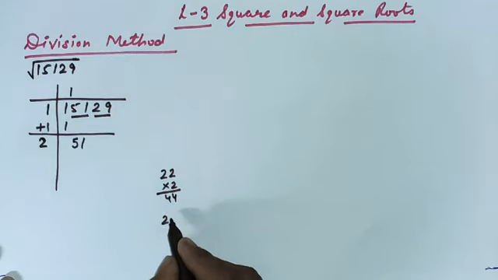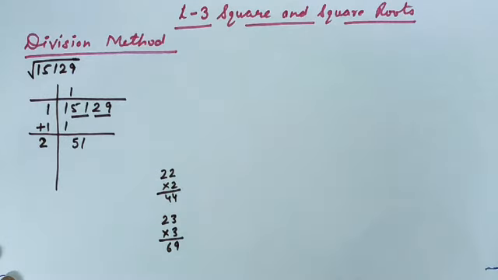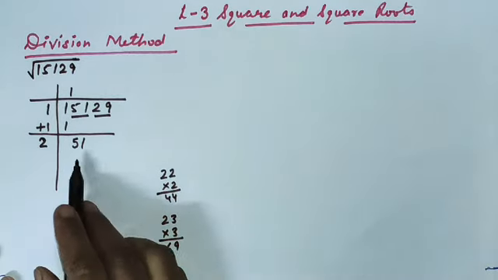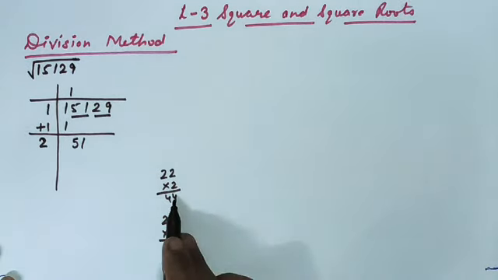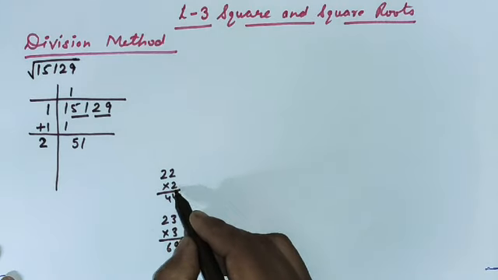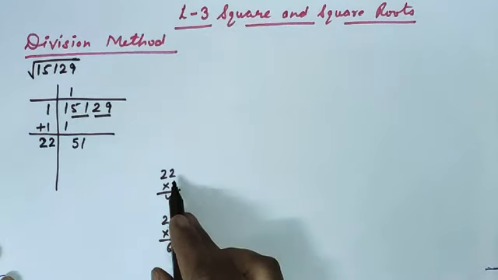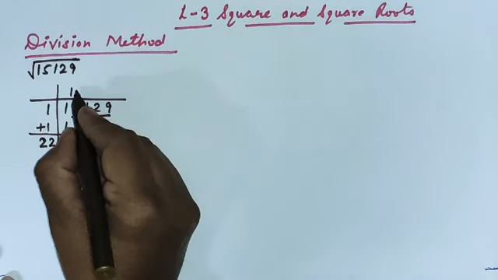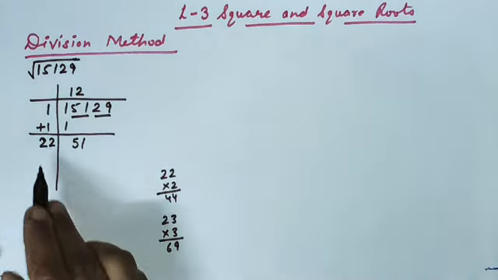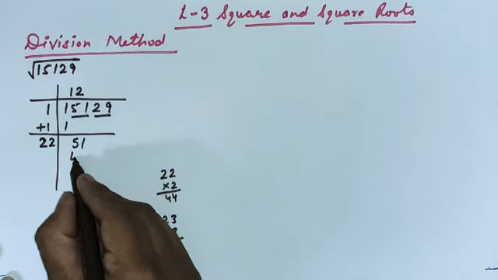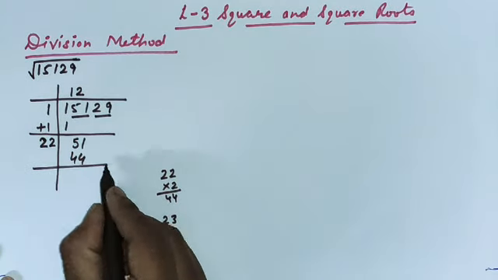Let me check 3 also. If I want to check by 3, I have to write 3 here also. Okay, this is the method. Then I will multiply by 3. 3 3s are 9 and 3 2s are 6. This is 69, and 69 is greater than 51. So I will go with 2. Here I have taken 2 2s, 1 I have written here, so 1 2 I will write here. This 1 2 I will take upwards here. Now 22 into 2 is 44.